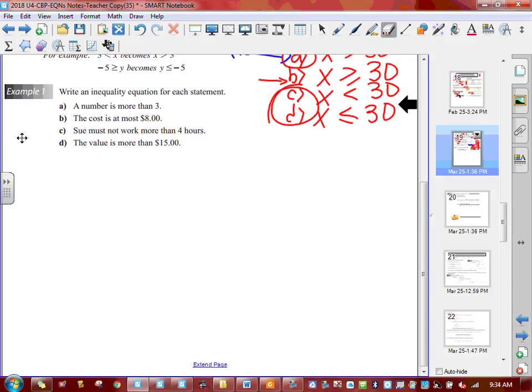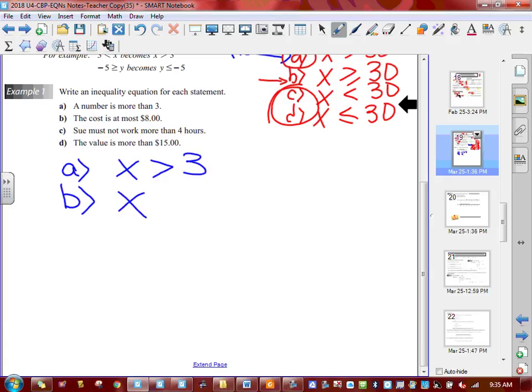So the first one says a number is more than 3. A number is more than 3. Whatever they're just saying a number, that's our x. Okay? So what way would I point my arrow if it says more than? What way does it point? Points to the right. So for A, I would have x is more than 3. Do I need a line under it? No. B, the cost is at most, meaning maximum $8. So could the cost be exactly $8? Yes. So since it could be $8 or less, what do you know about the sign I need? I need a line. Okay, less than or equal to 8.